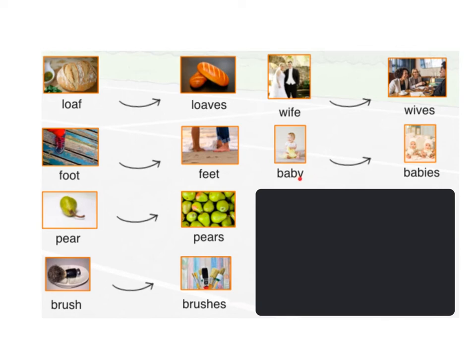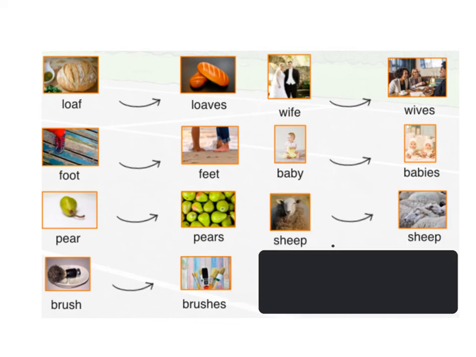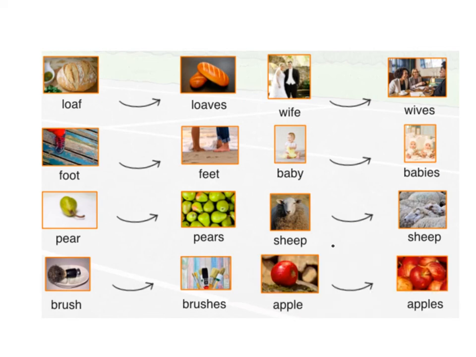Baby ends in a y, and before the y there is a consonant, so we drop the y and add ies. Baby becomes babies. And here's another one just to trick us. Sheep, when we have more than one of, are still called sheep. Some plurals are like that. The word stays the same.